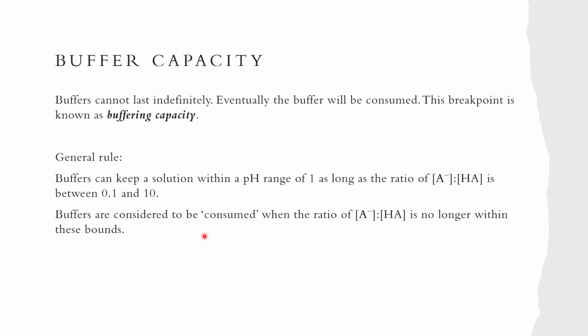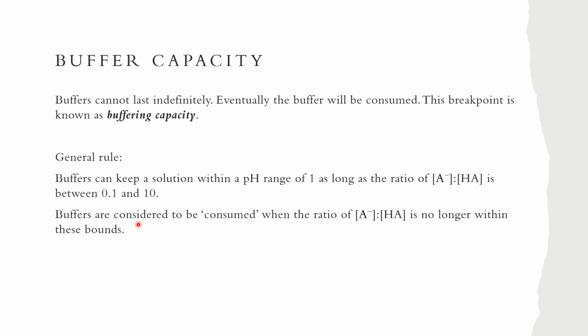Generally, we consider that a buffer is depleted or consumed once we've exceeded either of those bounds for that ratio. Keep in mind, though, that for certain buffers, we may need a buffering capacity that's a little bit more restricted, where the ratio of the acid and the base is even closer than a ratio of 0.1 or 10. That may be for certain items in industry which need very precise pH conditions.